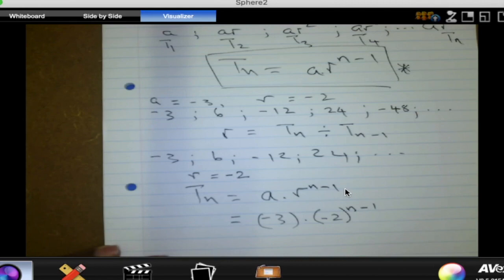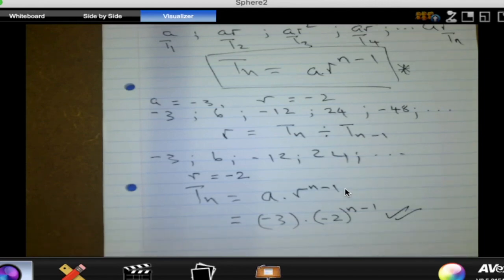Can you simplify that? Can that be simplified? Yes or no? Yeah, you can, but I think you can leave it like this. I hope you are not going to multiply negative 3 by negative 2, right? Because we cannot multiply the bases. So yeah, this will be the answer, guys.